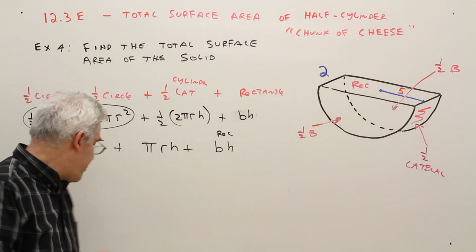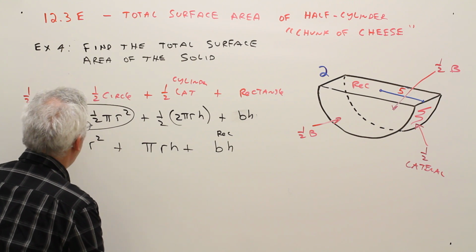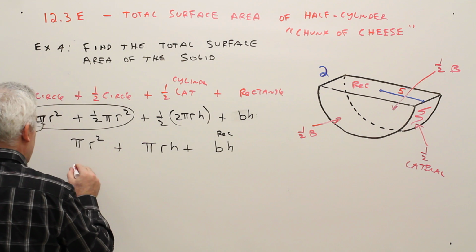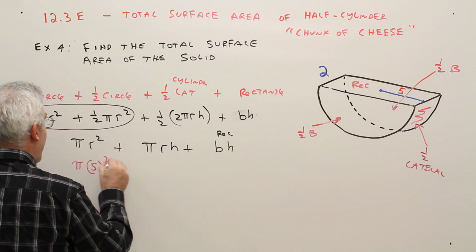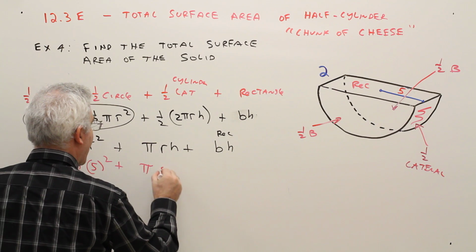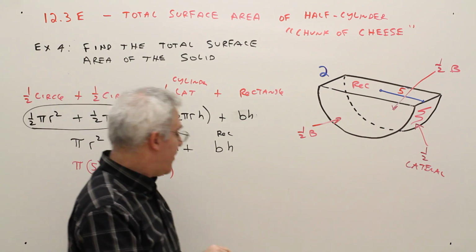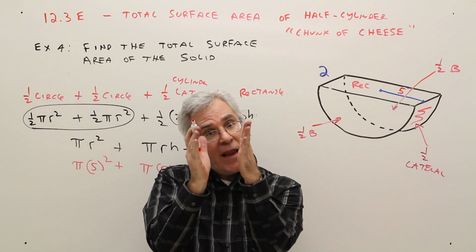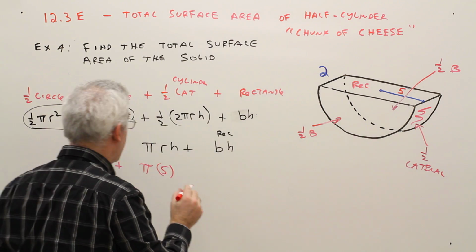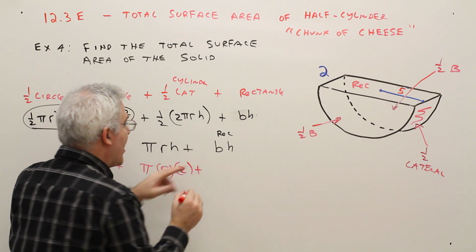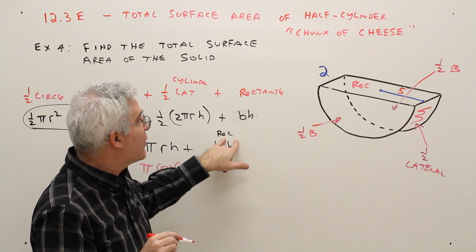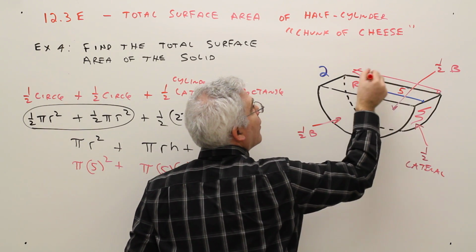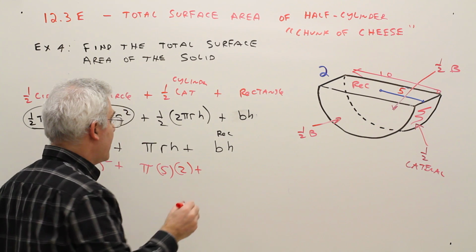All right, now I'm going to put in the numbers. The radius of the circle is 5. Pi times 5 squared plus pi times 5. The height of the cylinder is 2, the distance between the two parallel congruent bases. And now I'm talking about the rectangle base and height. The whole way going across would be 10. So 2 by 10.